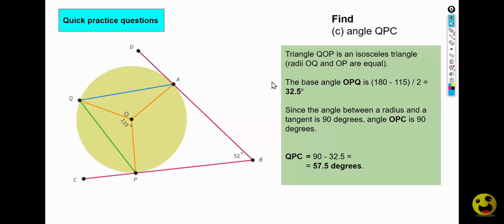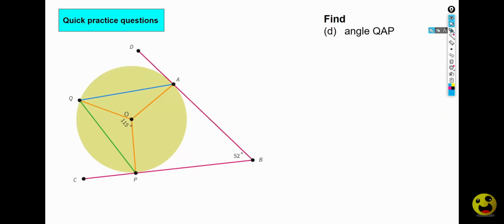All right. So the last part, D, asking us to find QAP. But the problem with this one, when the question was originally written, they did not connect A to P. And this happens a lot in exams. For part D, you have to draw in the missing line. So you trace the 3 letters, Q, A, P. Q to A, but there's no line going from A to P. So you have to physically draw in that line, add it in to the question. Otherwise, you won't get it out.